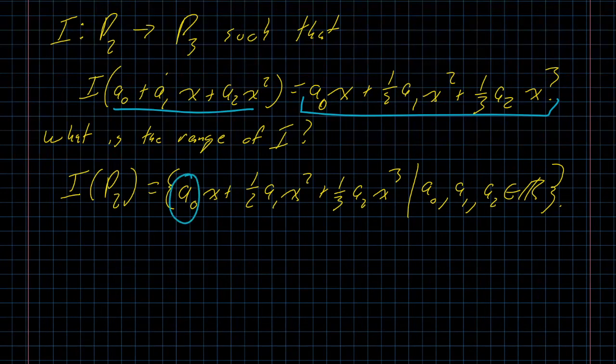a0 clearly is an arbitrary constant. a1 is an arbitrary constant, and because of that, 1/2 of a1 is an arbitrary constant. And a2 is an arbitrary constant, and so 1/3 of a2 is still an arbitrary constant. If I want to have the number 5 here, then I pick as a2 3 times 5, which is 15. Plug in a2 equals 15, 1/3 of 15 is 5. It gets me right to where I want it to be. I can do that with any number.